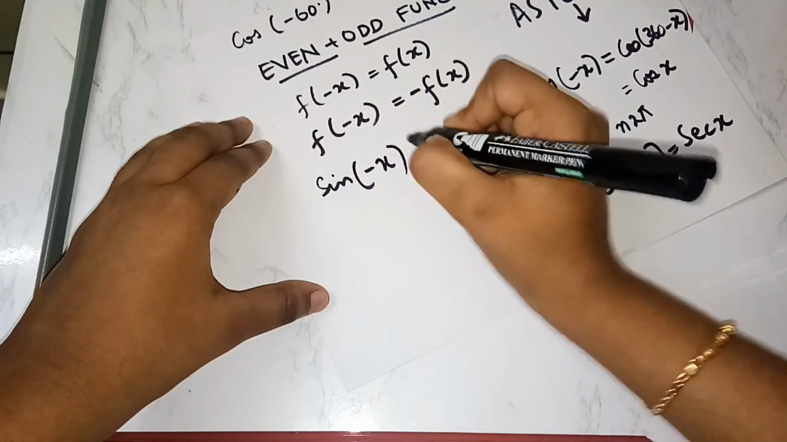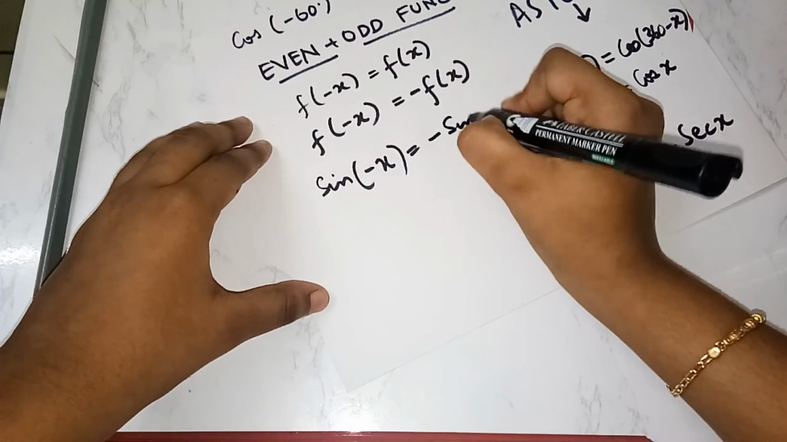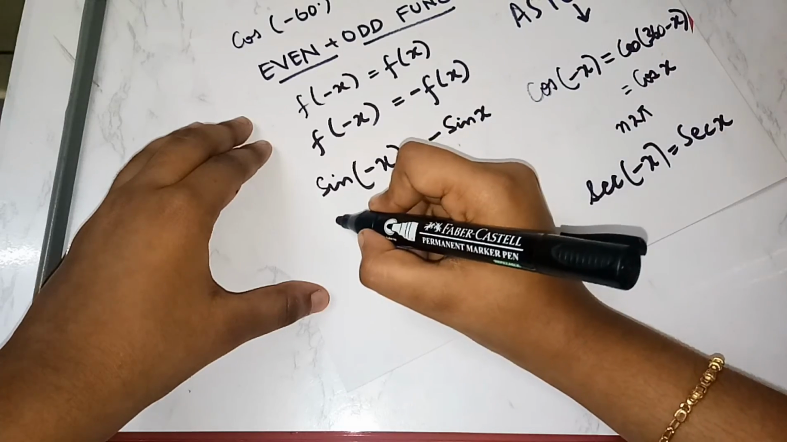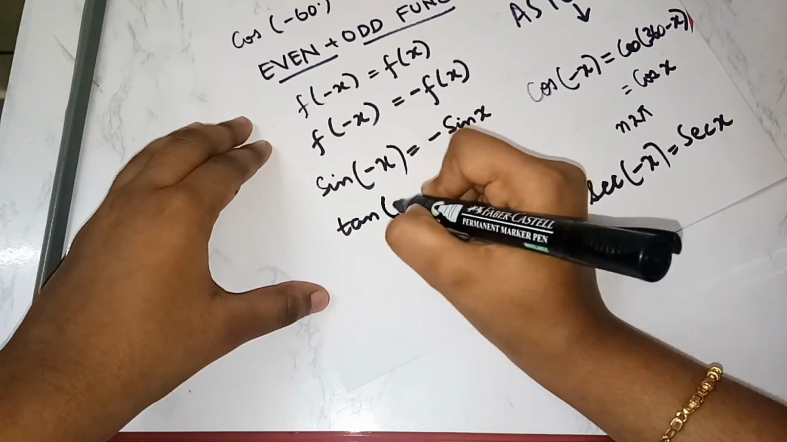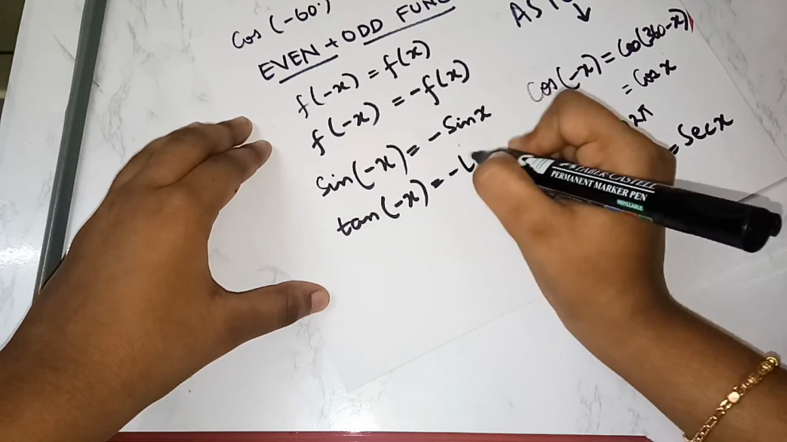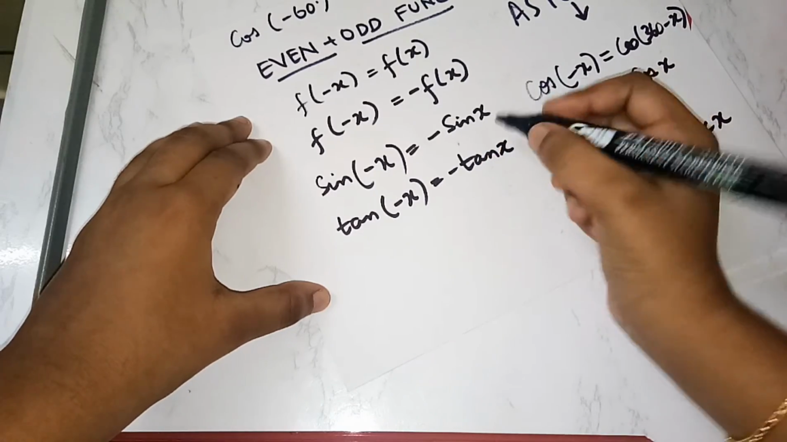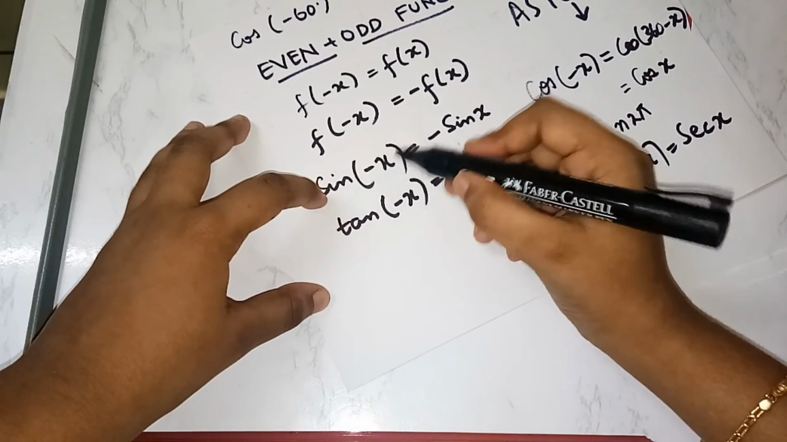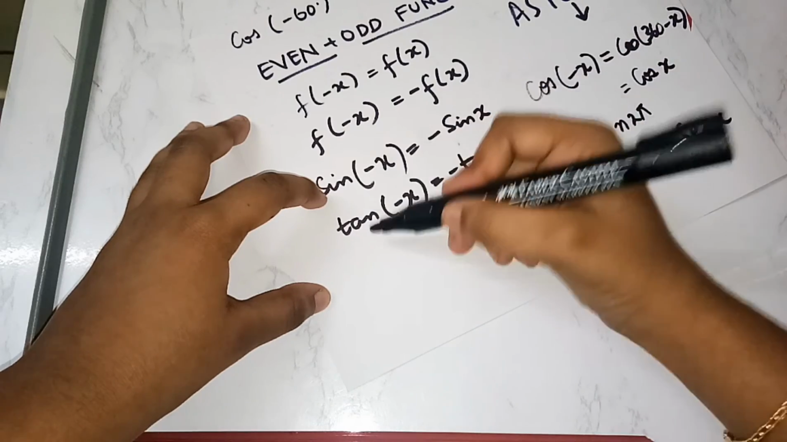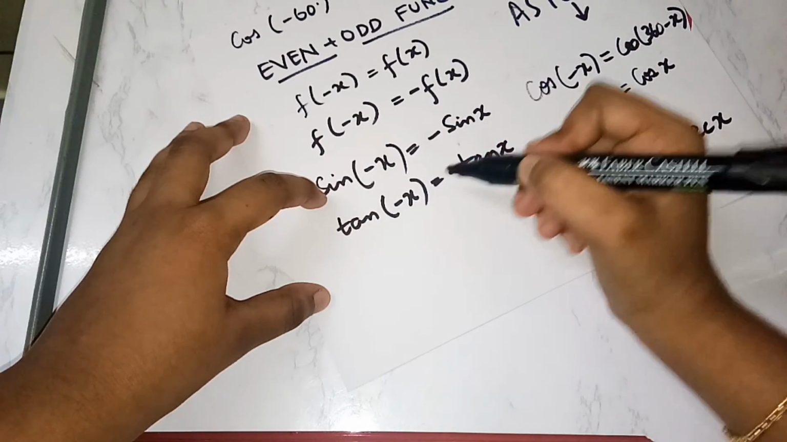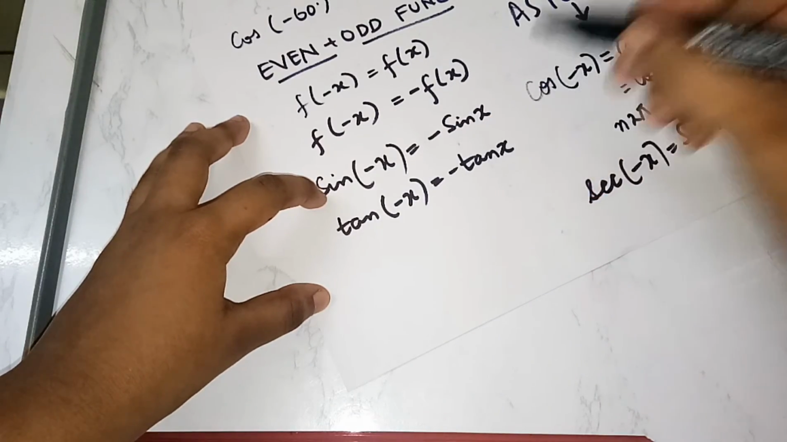Sine of minus x is going to be minus sine x. Tan of minus x is going to be minus tan x. Similarly, cosecant of minus x is going to be minus cosecant x. Cot of minus x is going to be minus cot x.